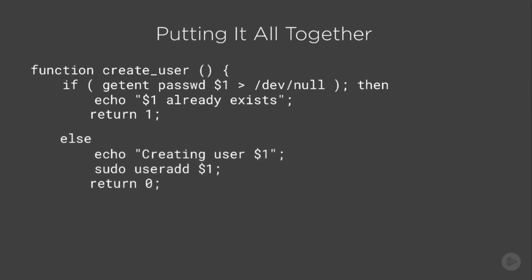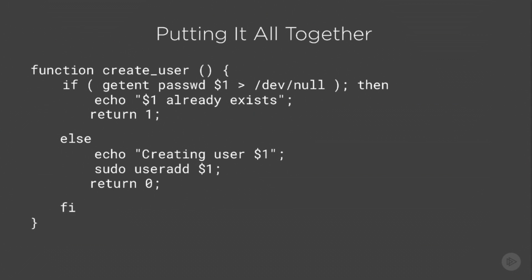Else, so if the getent command failed, i.e. the user wasn't there, then we can echo out that we're creating the user. We can use sudo and useradd for our user account, and then we can return 0. Returning 0 is saying that we've succeeded. Again, we're going to leave the function at this point.